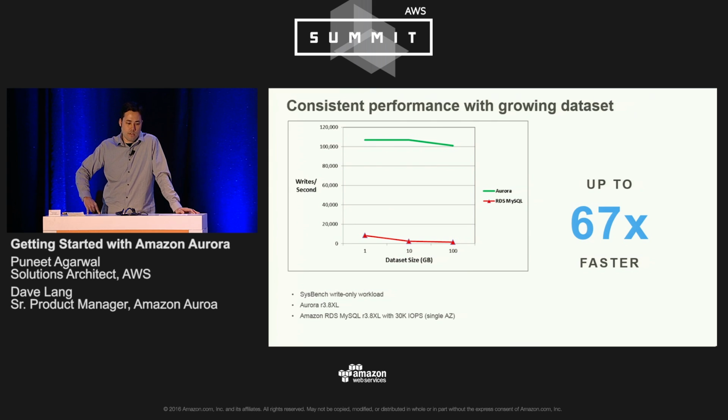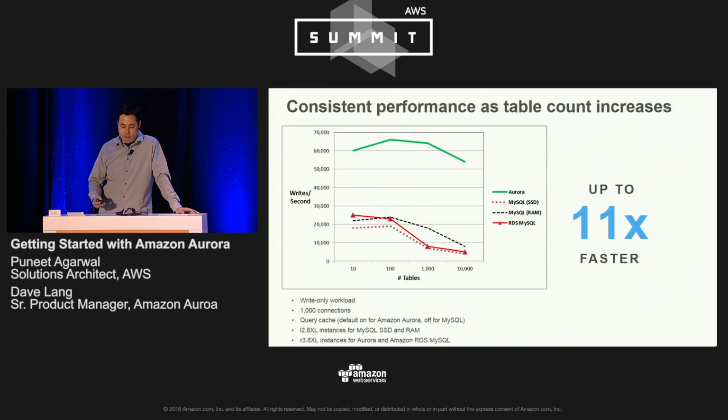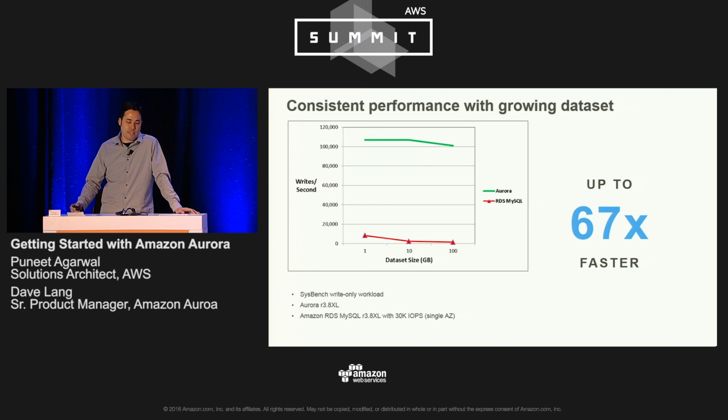So, as the product manager for Aurora, I often get asked, what is the performance of Aurora? Like, how does it compare to MySQL? And one of my favorite professors likes to say, the correct answer to any hard question is it depends. And here we ran three tests. We had one where it got up to 11x faster, one 8x, one 67x. What's the answer? It depends.